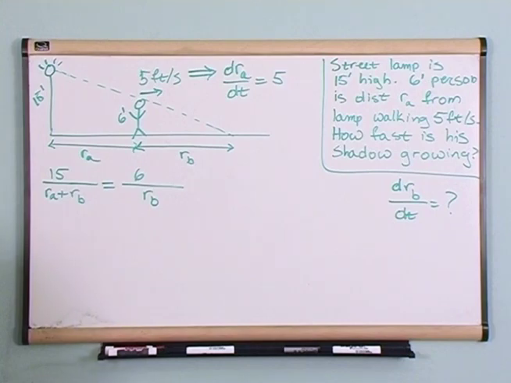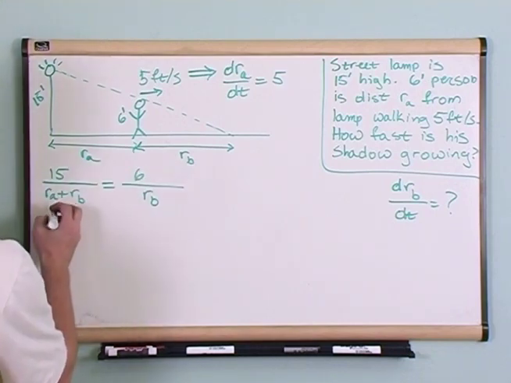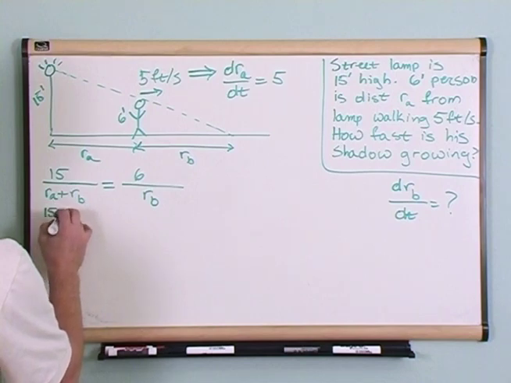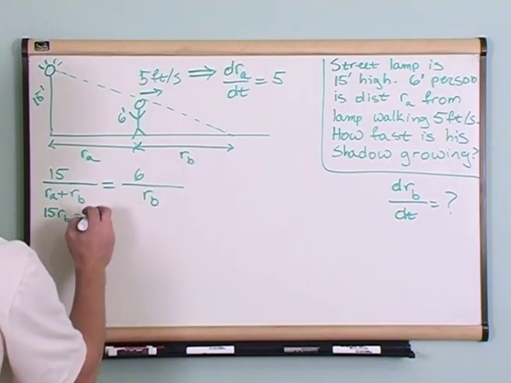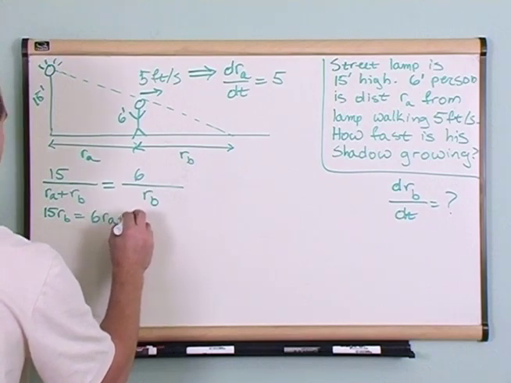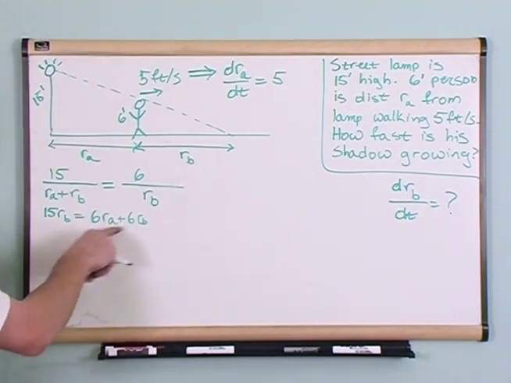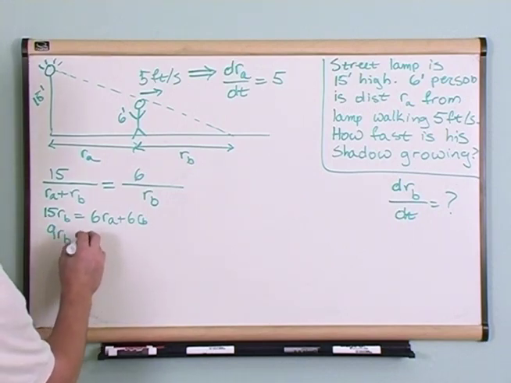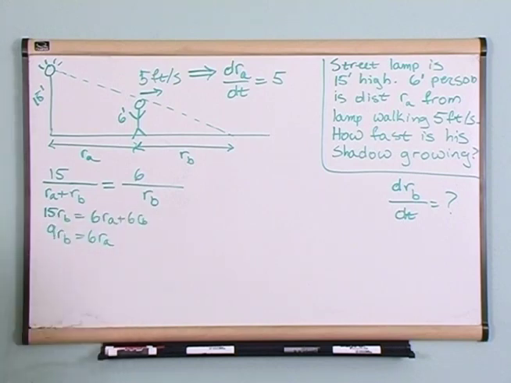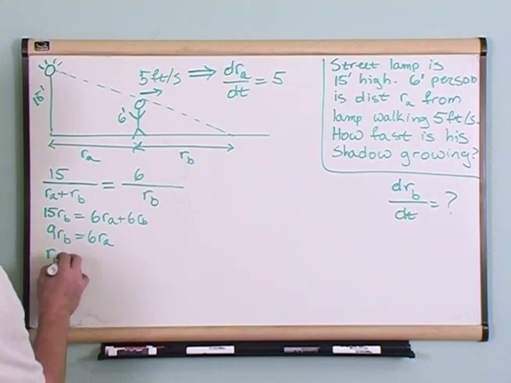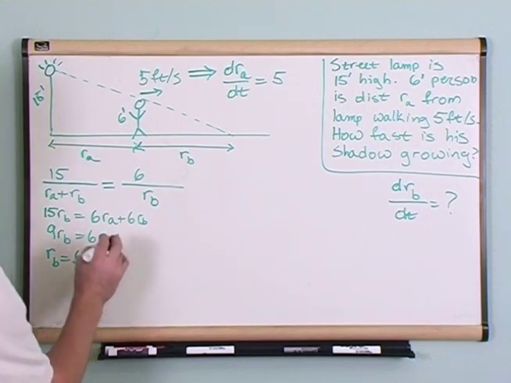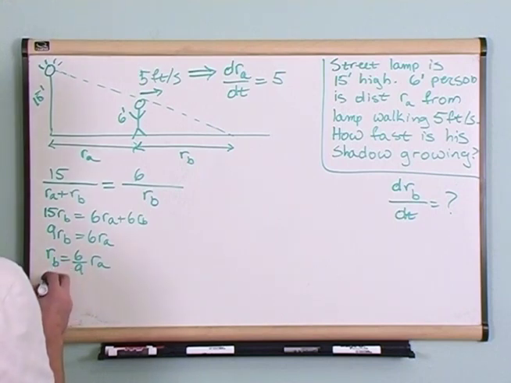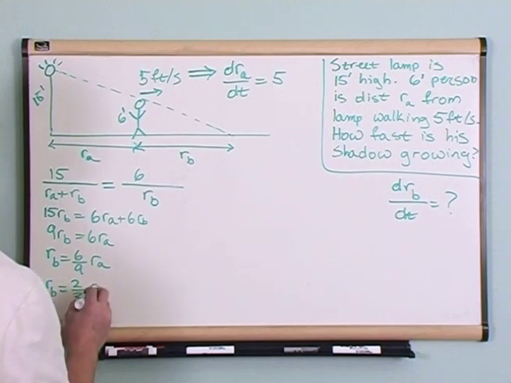So how do you go about doing this? You cross multiply to get anywhere with this. So you'll have 15 RB is equal to 6RA plus 6RB. You can collect your RB terms here. So what you'll have is 9RB is equal to 6RA. 15 minus 6 gives you 9. So what you have is RB is equal to 6 over 9 RA. Okay, so then RB is simply equal to 2/3 RA.